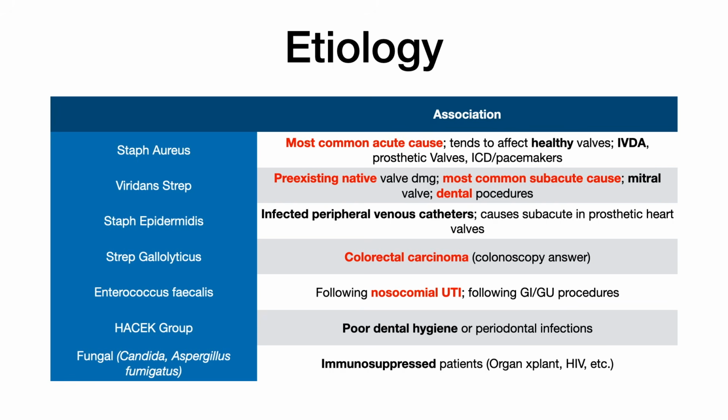Big thing I want you to walk away from this slide understanding is that Staph aureus is your most common cause of acute endocarditis, highly associated with intravenous drug abuse. Viridans, your most common cause of subacute, highly associated with being a complication of a recent dental procedure. Epidermidis, think prosthetics. Gallolyticus, think colon cancer. Enterococcus, think nosocomial UTI or GI-GU procedures. And fungal, think immunosuppressed patients. If you can do that, that's very high-yield. You'll be well prepared for these types of questions.